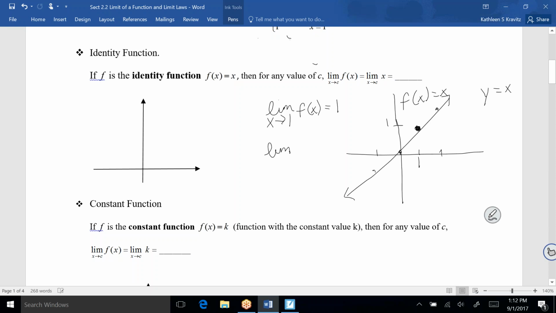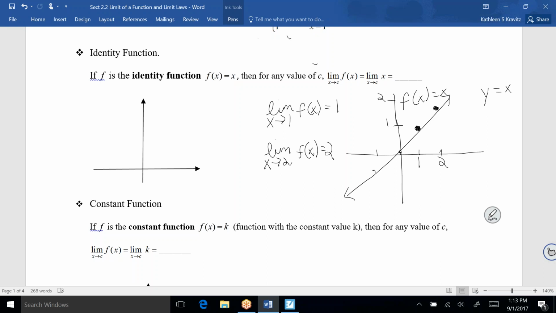And we could do another one. We could say, what is the limit as x approaches 2 of this function? So our function is f of x. As our x values get close to 2, the y values are also getting close to 2. So that limit is going to be equal to 2. The limit as x approaches 3 of that function is going to be 3.